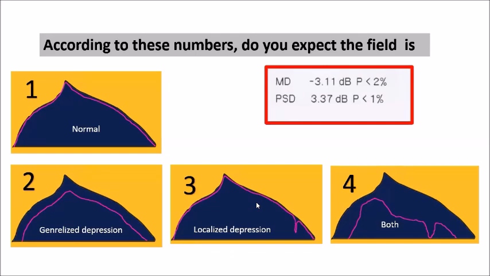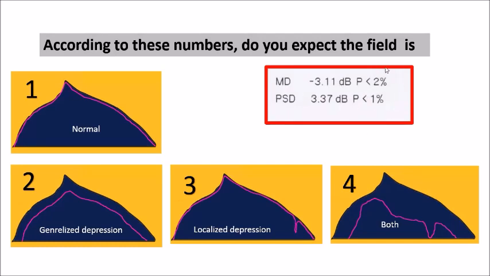Okay, these are the results. We have 2 persons who say this is normal, 1 person says it's generalized depression, 1 person says it's localized, and 5 persons say it's both. Actually, your choice should depend on knowing the limit to say this is normal or abnormal. Suppose you don't know the limits.